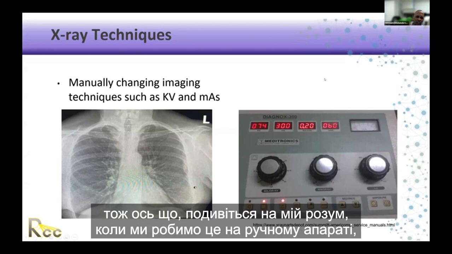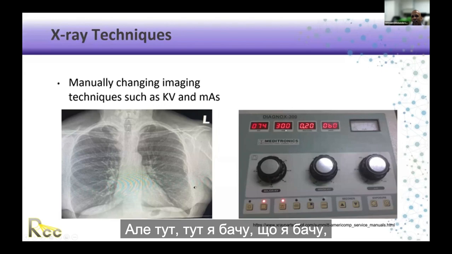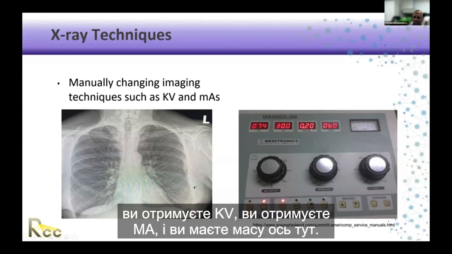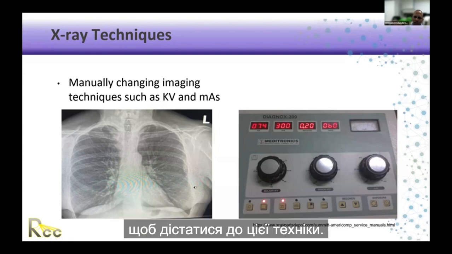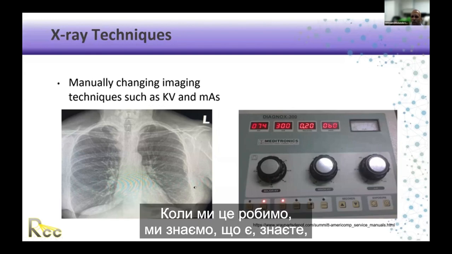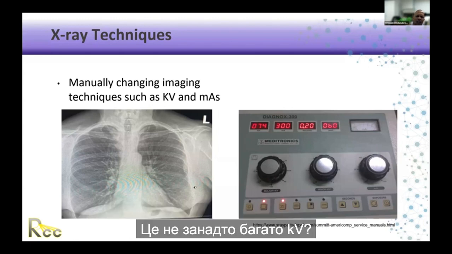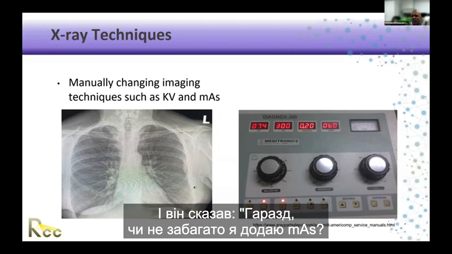Here's the thing. When we used manual machines, before it became digital, you had the kV, the mA, and the mAs right there. You had to turn those knobs to get to the technique. When we did that, there was a hand and brain connection. You'd think, is that kV too much? Do I put too much mAs? You're moving the knobs and thinking about it.